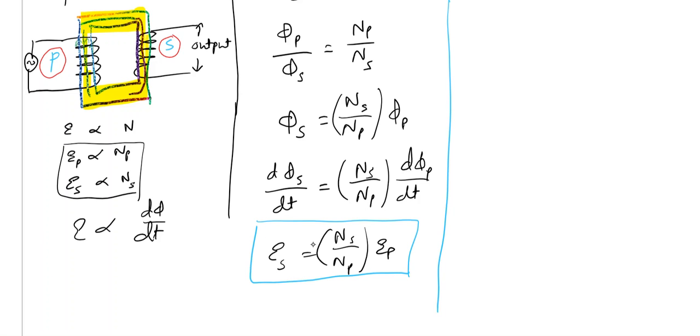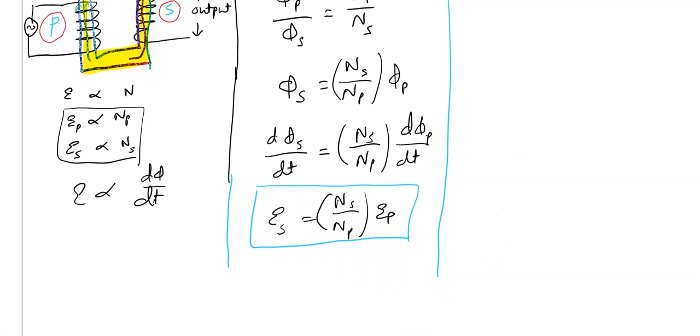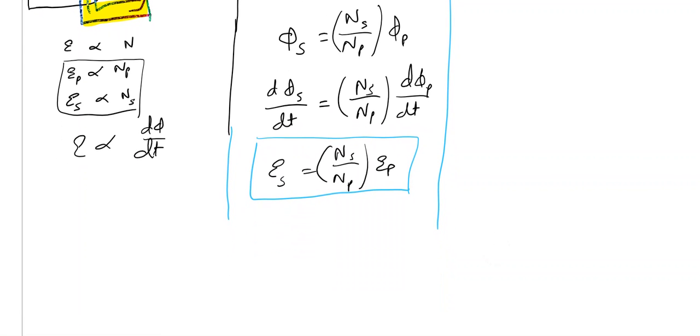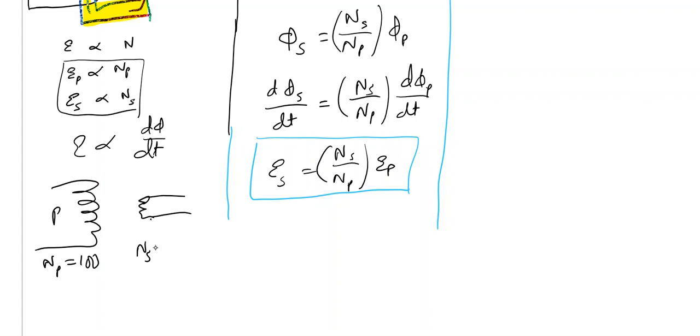How? Because this indicates that suppose I have a situation in which the number of turns in the primary coil, NP, is 100, and in the secondary coil NS is 10. So what does this equation suggest? This equation suggests that the voltage across the secondary will be 10 by 100 into epsilon P, that is 0.1 epsilon P.